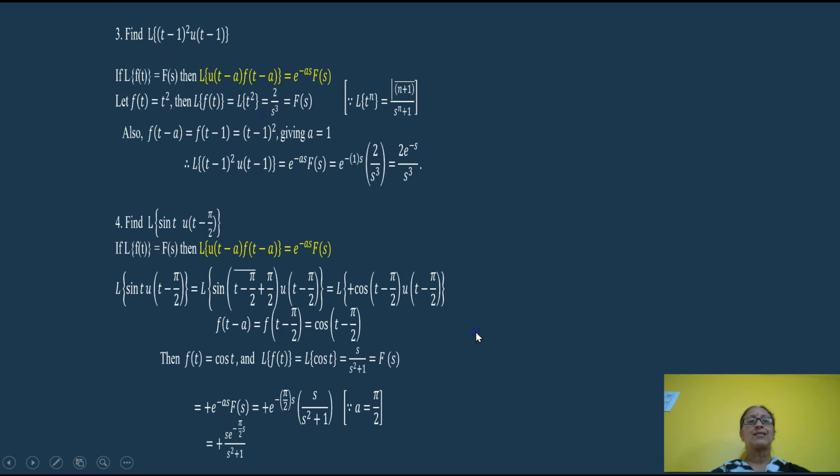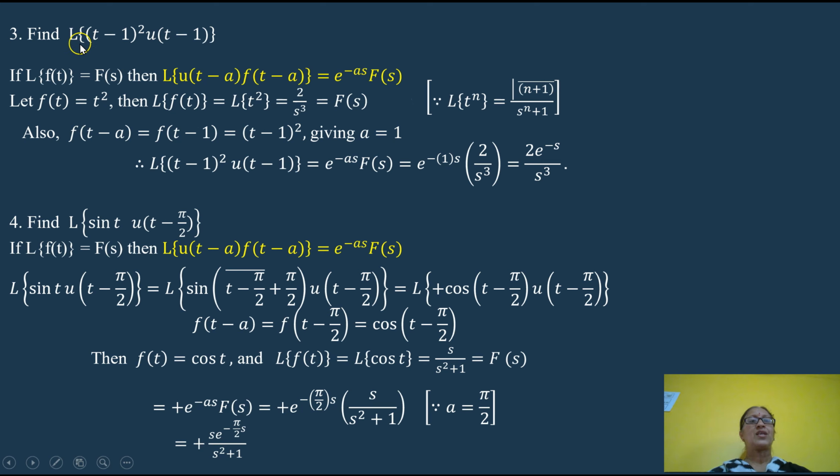Now let us see the third example. Find the Laplace transform of (t minus 1) whole square u(t minus 1). If you observe this, it is in the form of the Laplace transform of u(t minus a) f(t minus a). So the Laplace transform of this is e power minus as F(s) according to the second shifting property. Let us consider the given function first. Here f(t minus a) is (t minus 1) whole square. If you compare these two, in the place of f(t minus a) you can find (t minus 1) whole square. So f(t) equals t square.